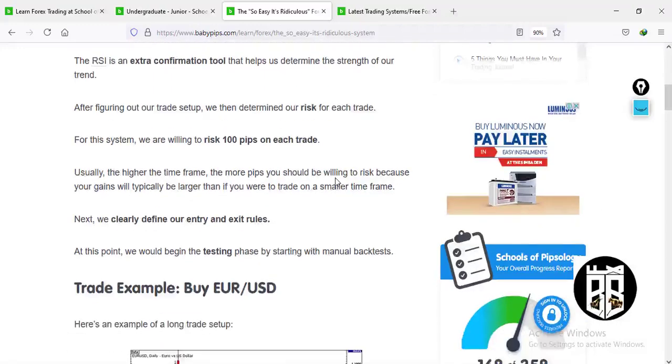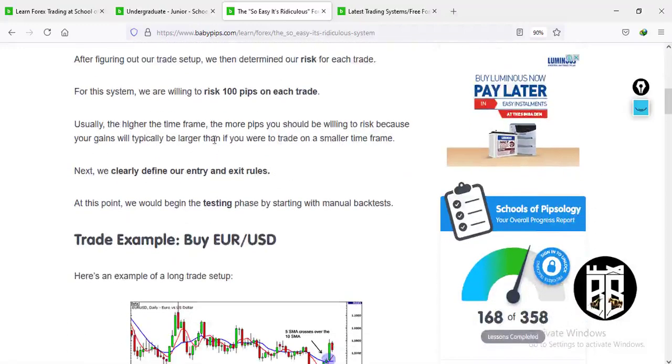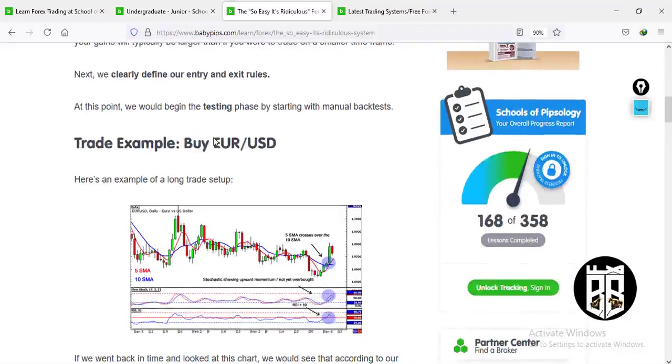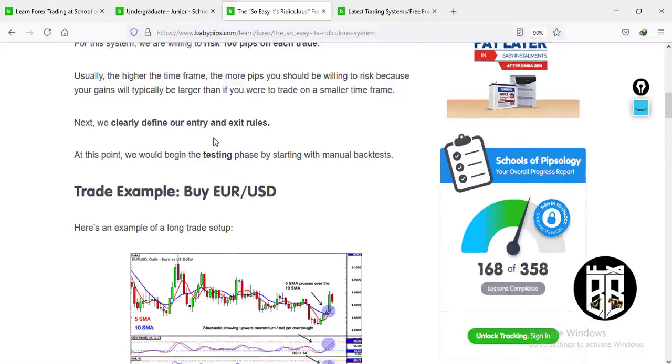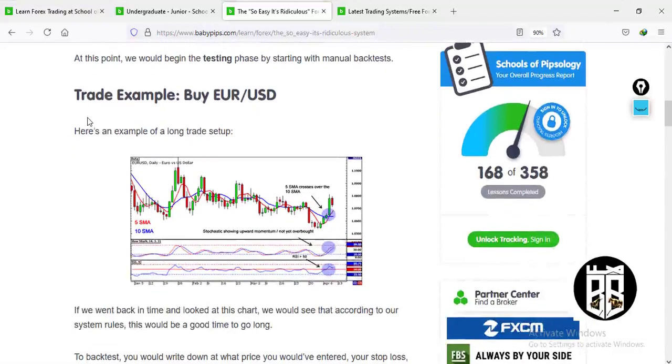So for this system, we will be risking 100 pips on every trade on the daily time frame. Okay, that's a lot. 100 pips is a lot. Like I was thinking, it's a lot. So let's take this trade example: a buy on EUR/USD.